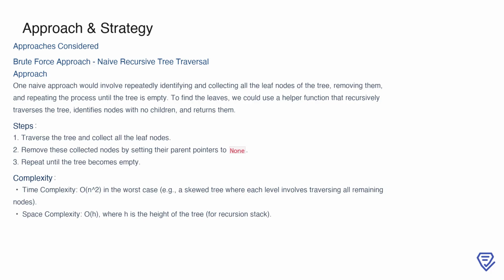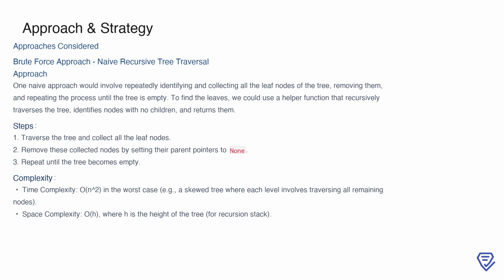In this method, we repeatedly identify and collect all the leaf nodes of the tree. A helper function can recursively traverse the tree to find nodes without any children, which are the leaves, and return them. Once these leaf nodes are identified, we remove them by setting their parent pointers to none, and then repeat the entire process on the remaining tree. This process continues until the tree is completely empty.